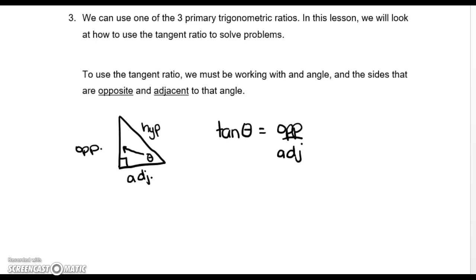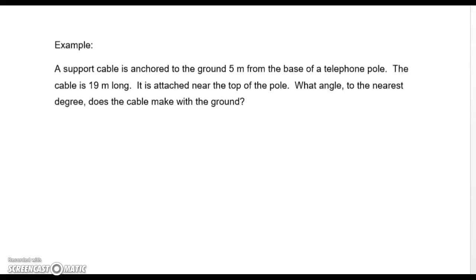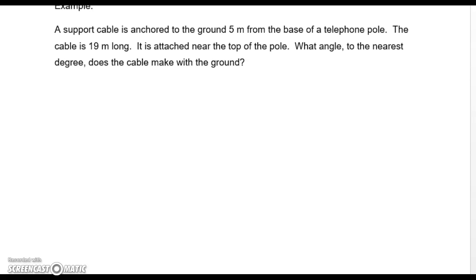Now we're going to look at example number 3 from your notes, which is going to be a quick recap of both the Pythagorean theorem and learning our new skills by applying the tangent ratio. A support cable is anchored to the ground 5 meters from the base of a telephone pole. The cable is 19 meters long. It is attached near the top of the pole. What angle, to the nearest degree, does the cable make with the ground?